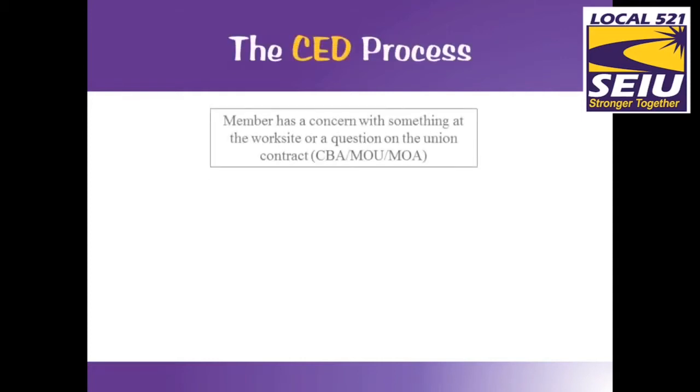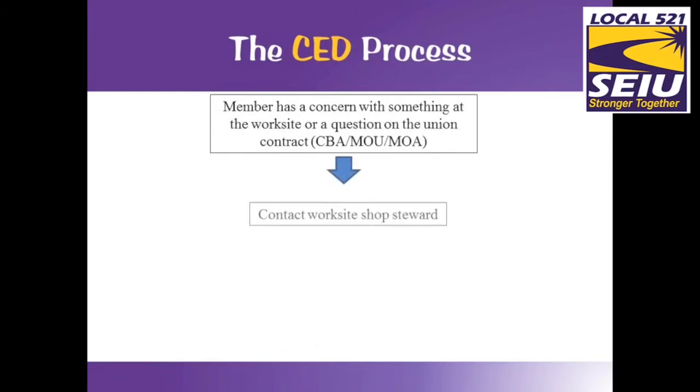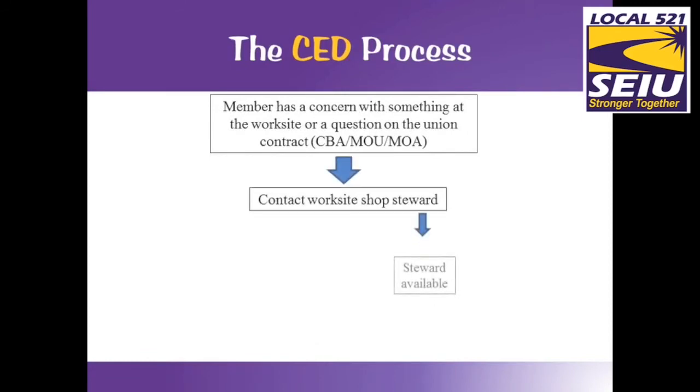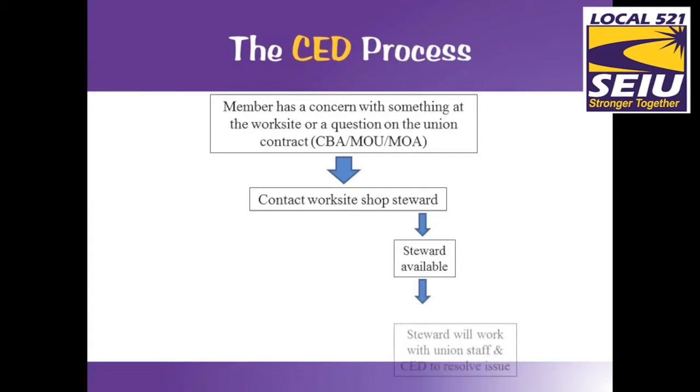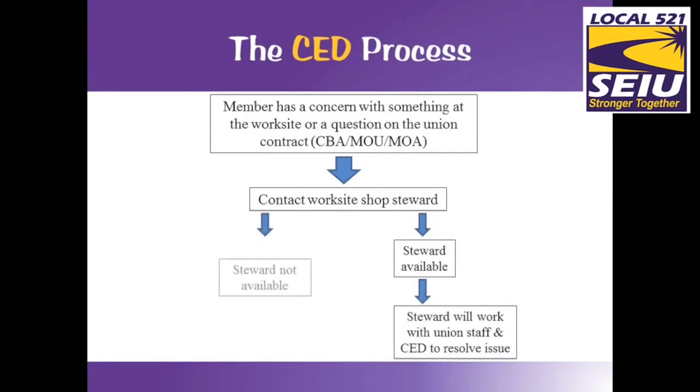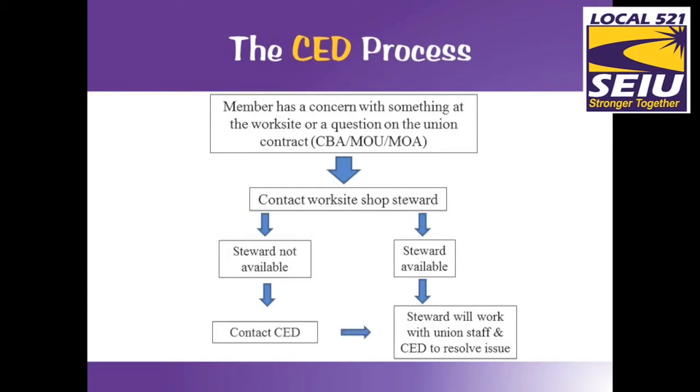The CED process. When a member has a concern with something at the worksite or a question on the union contract, they will contact their worksite steward. If there's a steward available, the steward will work with union staff and CED to resolve the issue. If a steward's not available, the worker can contact CED directly. CED will get them a steward to work with them and the union staff with CED to resolve the issue.